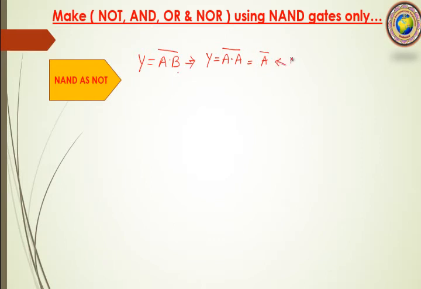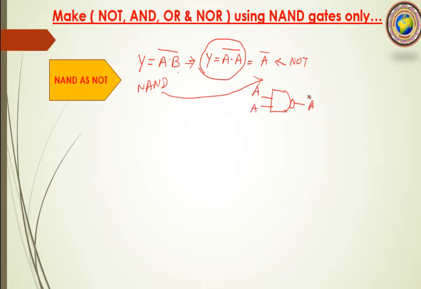This is the Boolean expression of NOT gate. So we have to change here from NAND to NOT. We have to take an input both as A. So what is the diagram here? A two input NAND gate, but instead of B here write A. So the output will be A bar, so this is Y is equal to A bar. This is considered as a NOT gate. So this is our conversion of NAND as a NOT.